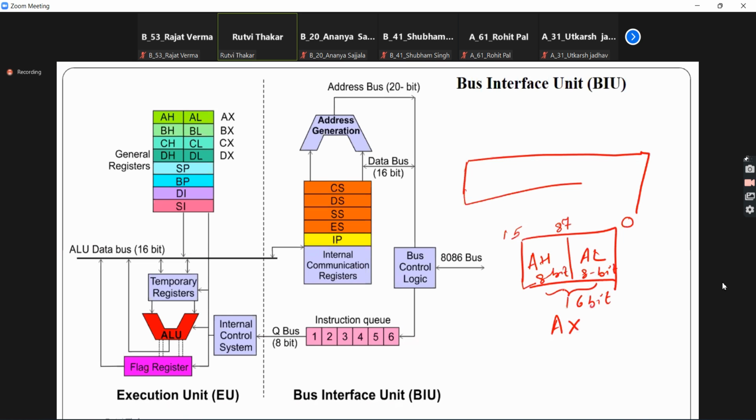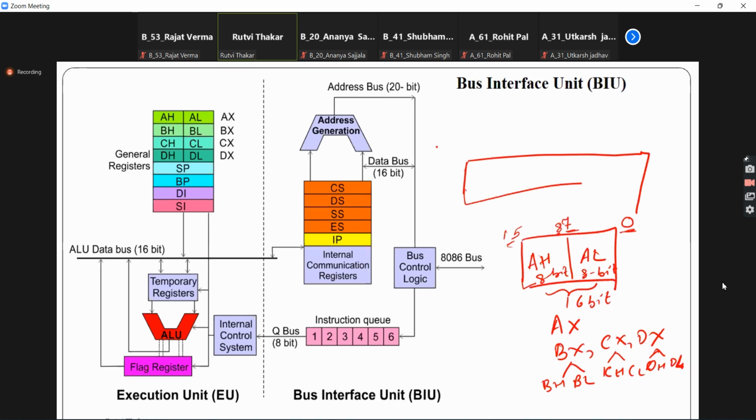This is all similar to BX also, CX also, and DX. All the registers will have a division into 2 registers, which consist of the lower part and the higher part. If it goes from the 0th bit to the 7th bit, it is called AL, the lower byte of the accumulator. AH goes from the 8th bit to the 15th bit.